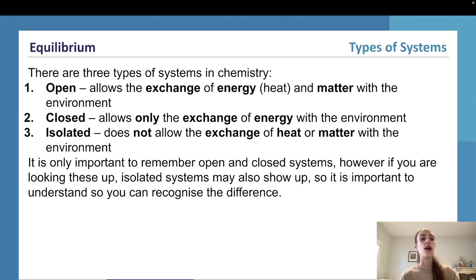But essentially, the open system means that there is an exchange of energy in the form of heat and matter with the environment. A closed system means that you can only exchange energy with the environment, so there's no exchange of matter. And finally, an isolated system does not allow the exchange of heat or matter with the environment. So it's very closed off in its own separate environment.